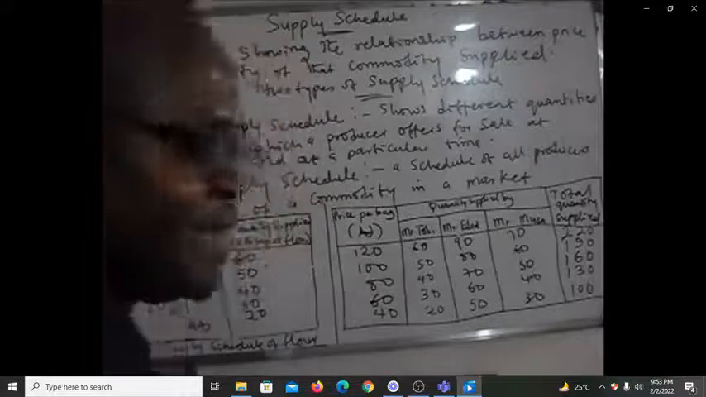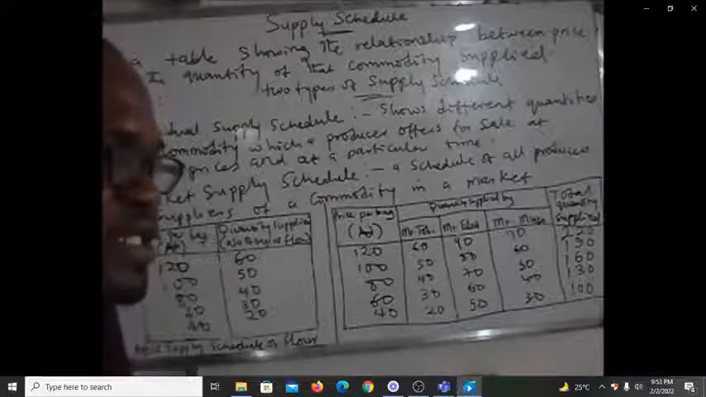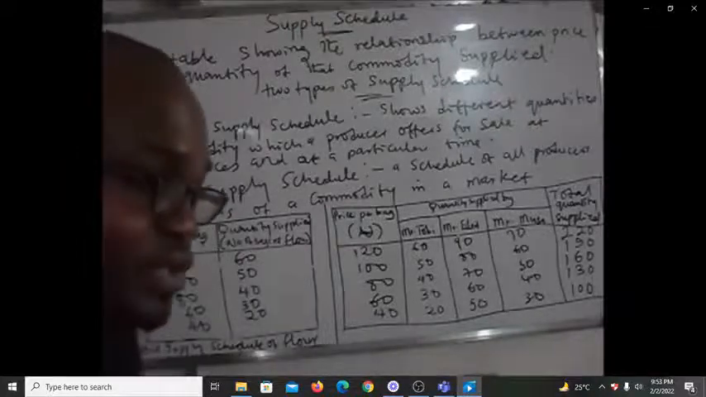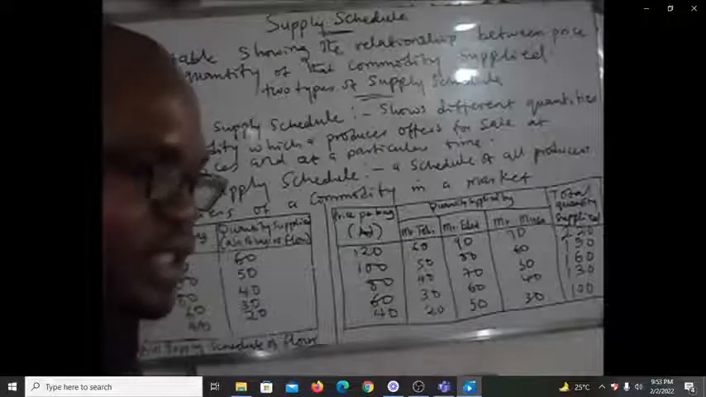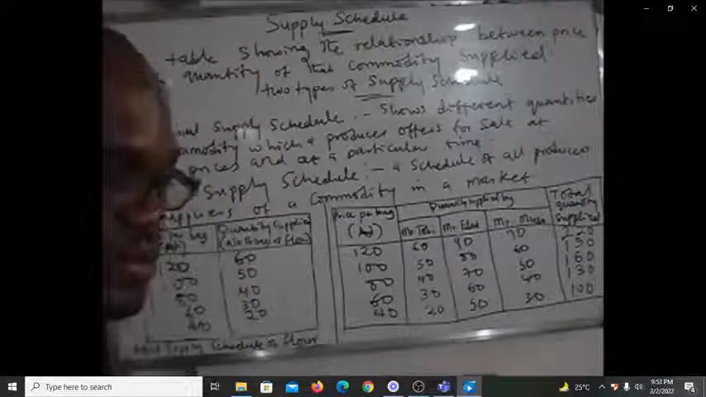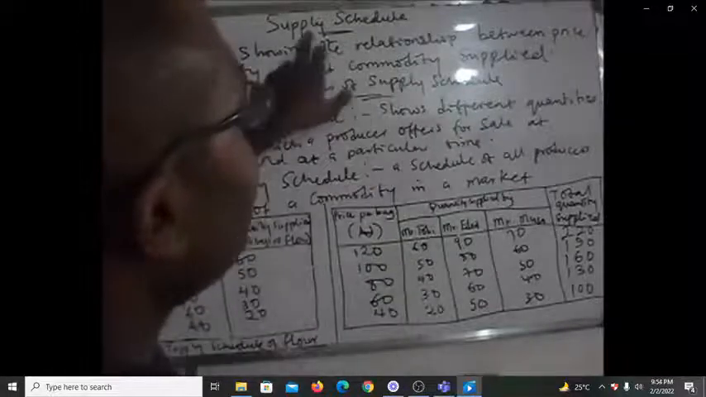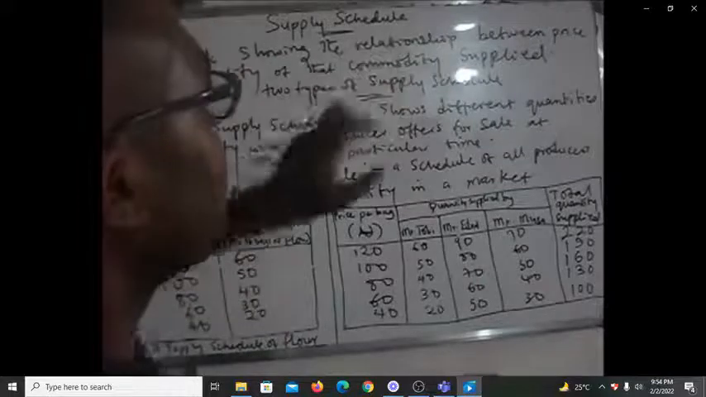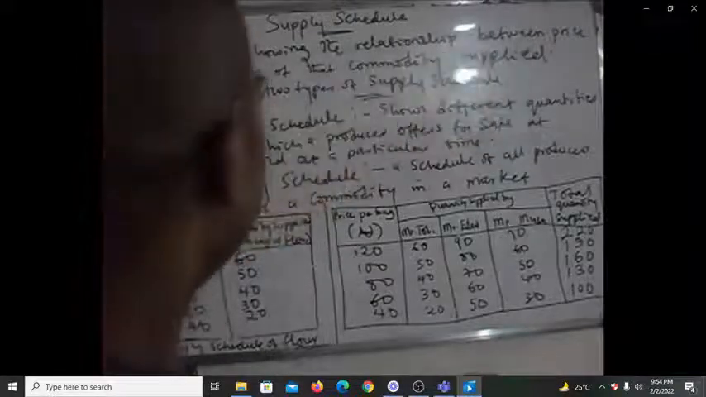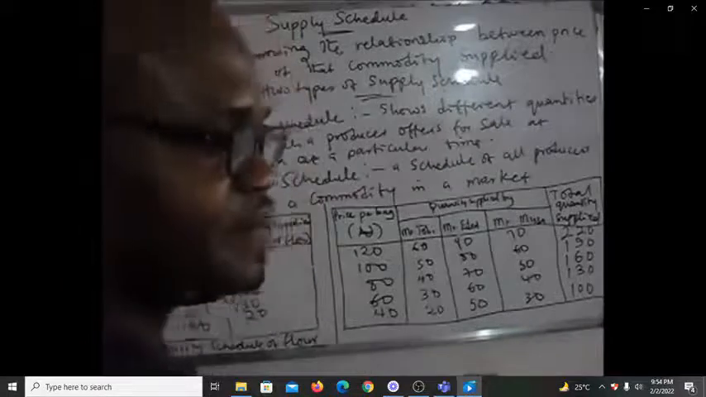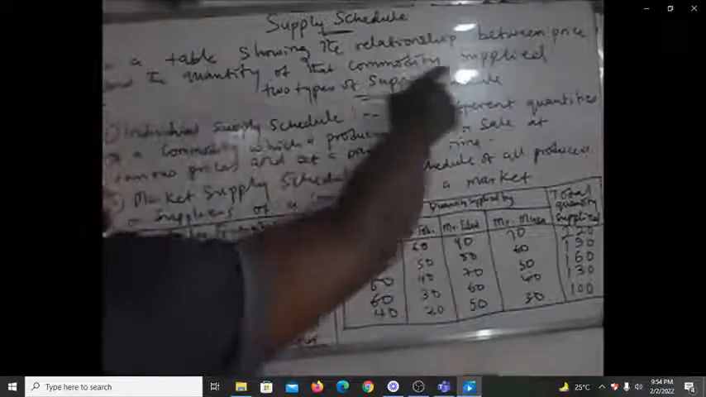Yes, just like we have demand schedule in economics, isn't it? Demand schedule is a table that shows the relationship between quantity demanded and price. Any table that shows such relationship, call it demand schedule. In the same way, we have what we call supply schedule. What is supply schedule? Supply schedule is also a table that shows the relationship between price and quantity of a commodity supplied. Is that clear? Any table that shows this relationship between price and quantity supplied is known as supply schedule.